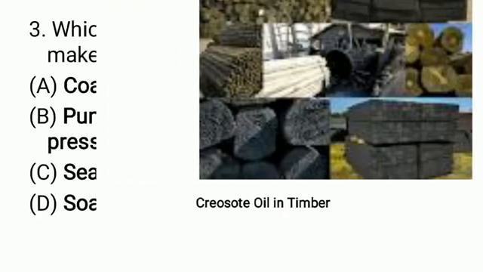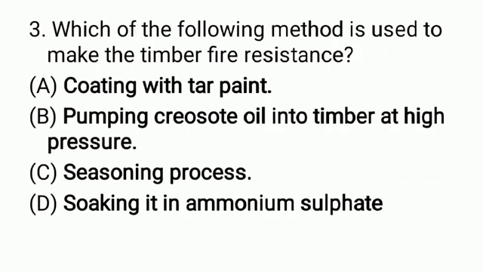So next one is the seasoning process. As you all know what the seasoning process is, in this process timber will be seasoned for some time. And next is soaking it in ammonium sulfate. Okay, so what is more effective? That is soaking it in ammonium sulfate. Some chemical, the timber surface can be coated with coal tar to make it fire resistant, but chemical treatment is more effective. Okay, so our answer will be D.